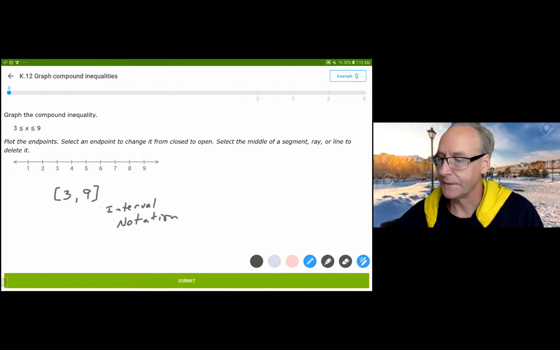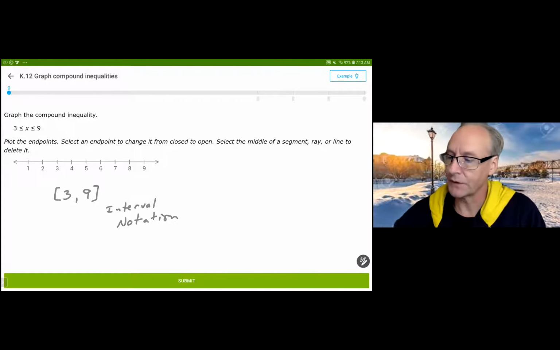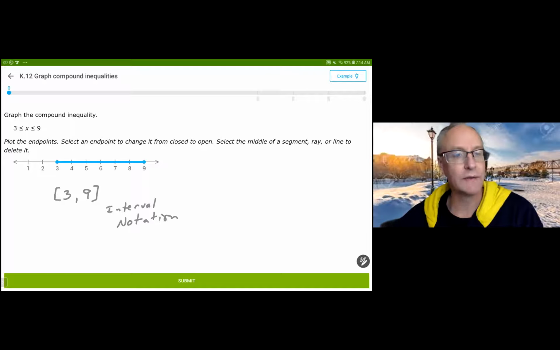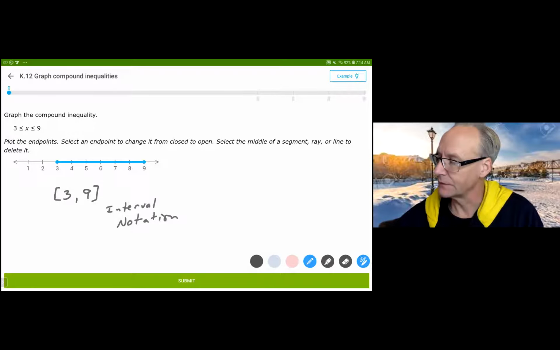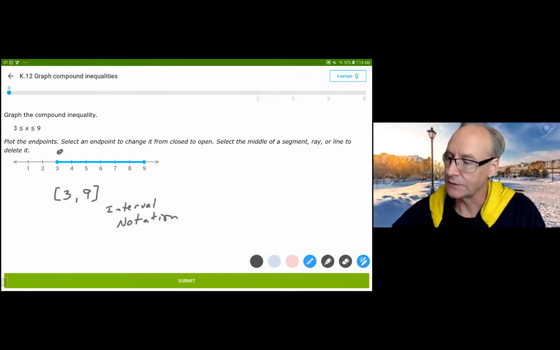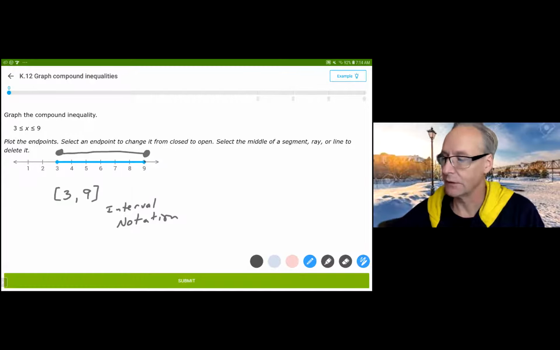And of course, on the IXL, we want to do it with the graph itself. So we want to include 3, and we want to go to 9. And we want to include both endpoints. And that's the way we've done that with the closed-in circles. You see, we have a closed circle on 3, and we have a closed circle on 9. If I did not want to include 9, then I would open it like so, but it's filled in. So it looks like we're done there.